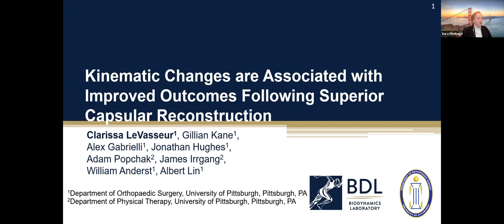Our first talk is from Clarissa Levasseur, entitled Kinematic Changes Are Associated with Improved Outcomes Following Superior Capsular Reconstruction.